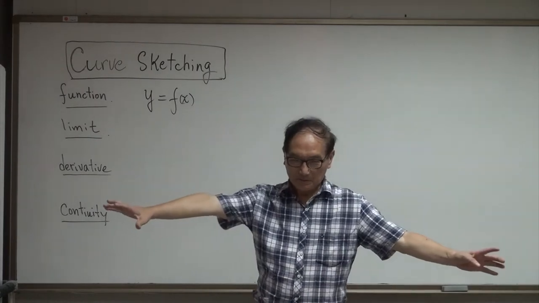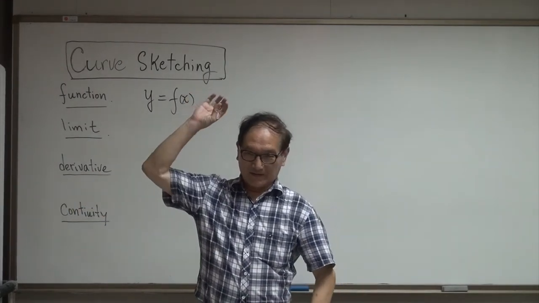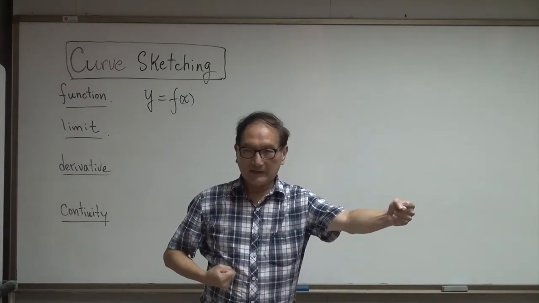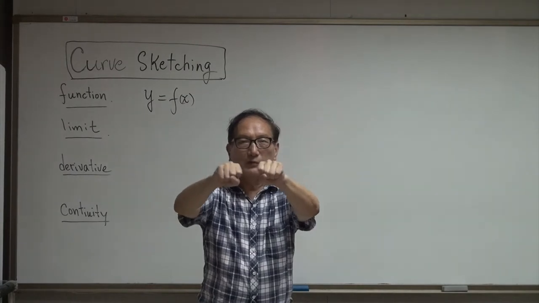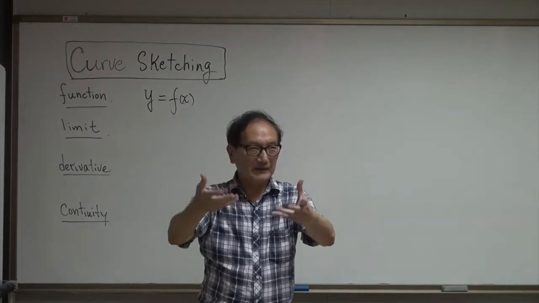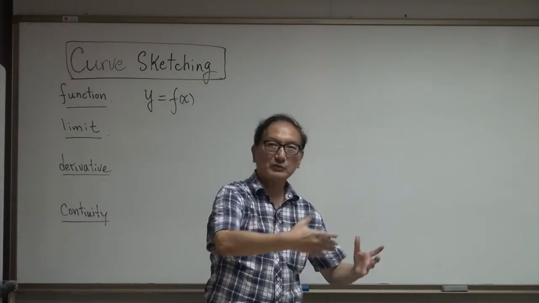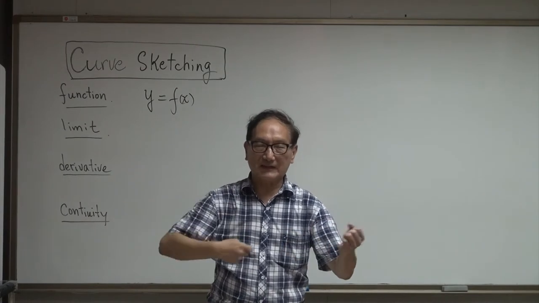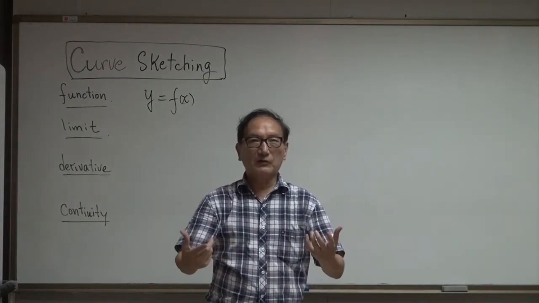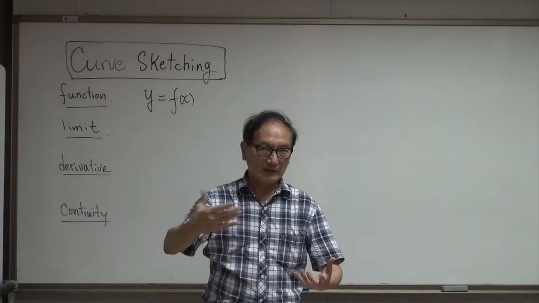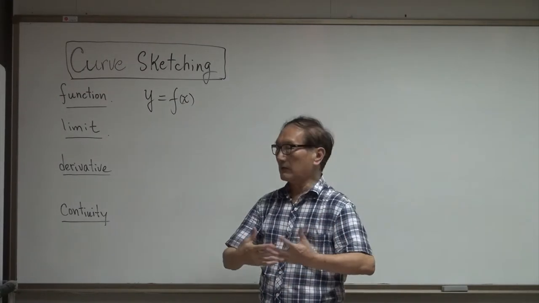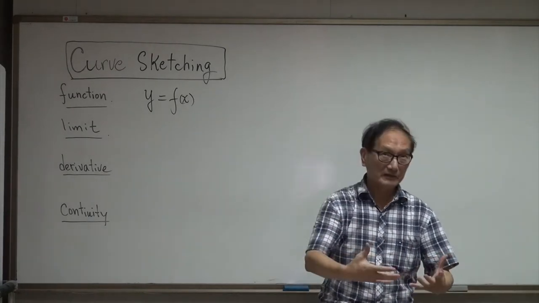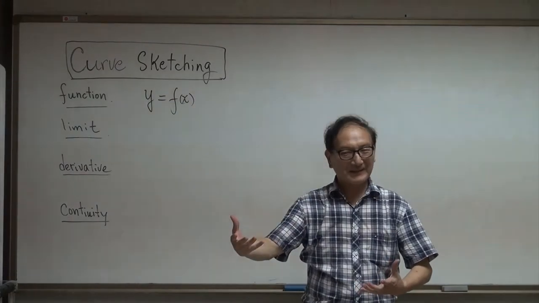Give a variable x, and I give you back the dependent variable y, and these two readings form an ordered pair. That ordered pair is, in the Cartesian coordinate system, a point. When you collect all the points that satisfy this equation, they form a curve. That curve is a two-dimensional curve for a one variable function. And we try to sketch that curve. Actually, it is a sketch of the function.